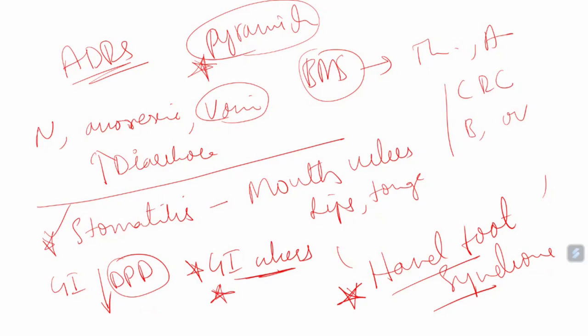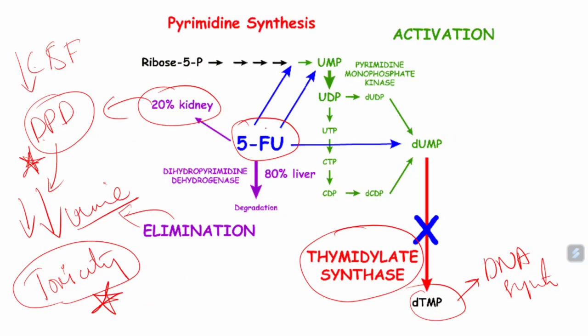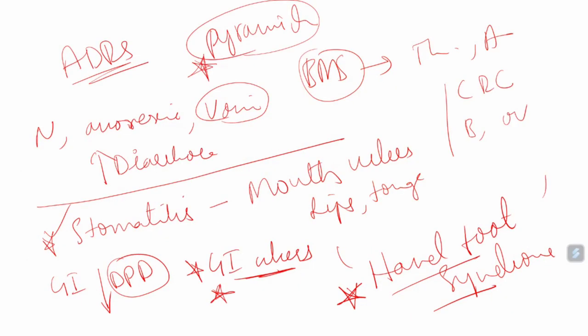So we have discussed the kinetics, mechanism of action, uses and adverse effects of 5-fluorouracil. Always remember, 5-fluorouracil is a prodrug. It is activated into its active form, and the active form of the drug will inhibit thymidylate synthase, and this inhibition decreases DNA synthesis. Simple mechanism. And it is not suggested through the oral route. It is given through the IV route.